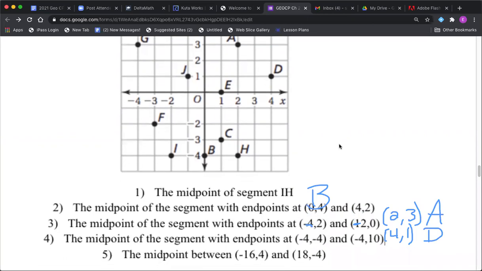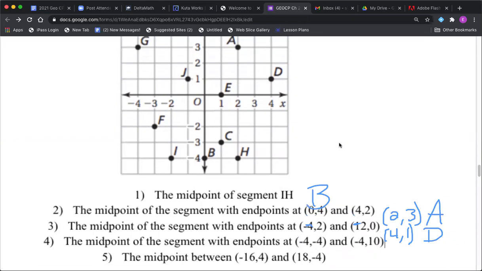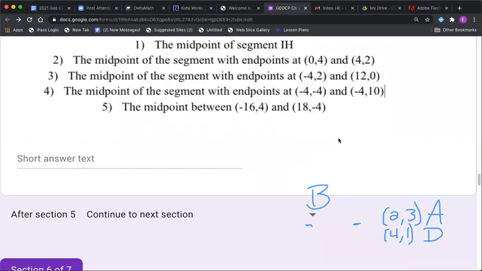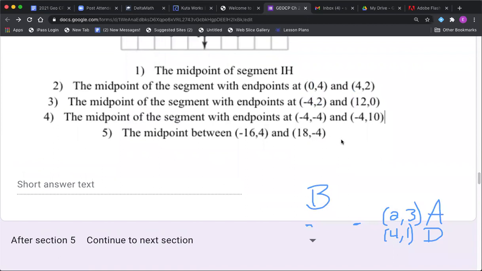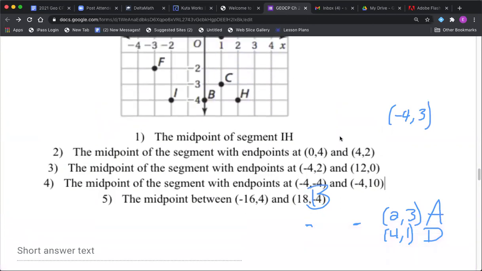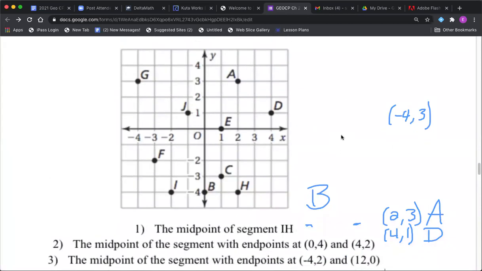Let's see what's next. Oh, man. When I zoom down, it moves it away. That's okay. I'm on the fourth one. -4, -4, and -4, 10. So -4 plus -4 is -8. Divided by 2, I get -4. And then -4 and 10 is 6, divided by 2 is 3. So now I just have to go back and see who's at -4, 3. -4, 3 is G. So far I have spelled out BADG.